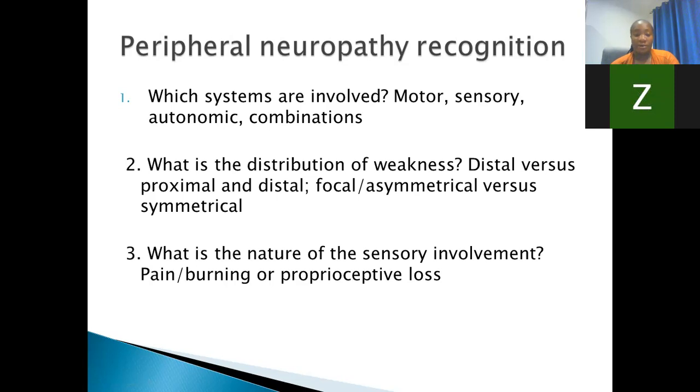Is it something that's focal? Is it asymmetrical or is it symmetrical? You'd also want, in case of sensory symptoms, to know the nature of the sensory involvement. Is this something that's just pain, or is it burning, or perceptive loss? And all these, as we have discussed during the lecture, will help you to decide the type of peripheral neuropathy, but also ascertain what the cause is.